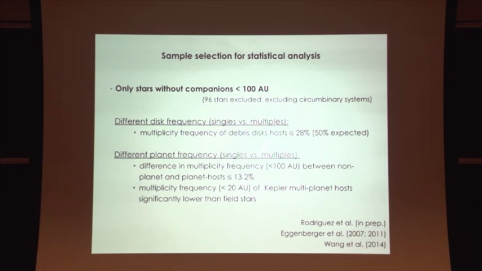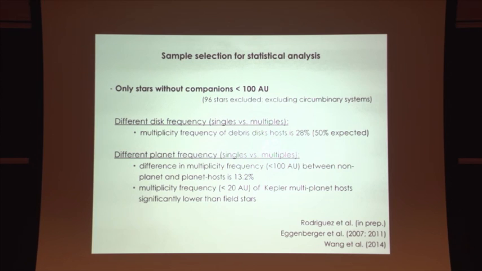So stars in multiple systems seem to have a lower incidence rate of disks, which makes sense because they interact, right? But this will bias the result if we are looking for correlation with companions. And then the other thing is that there might be a different planet frequency comparing single stars and stars in multiple systems.